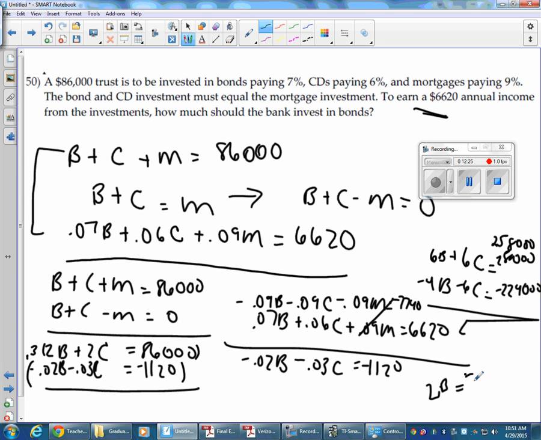17,000. Divide by 2, b is 17,000. Now you could go back and plug in, and especially if you have time, find out how much was invested in CDs and how much was invested in mortgages and make sure it adds up correctly, and I suggest that you do that. But for now, the question just asks how much was invested in the bonds, so they should invest $17,000 in bonds.